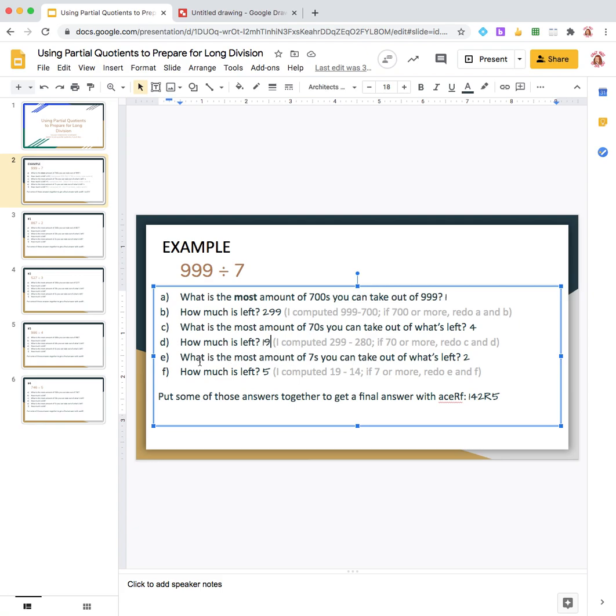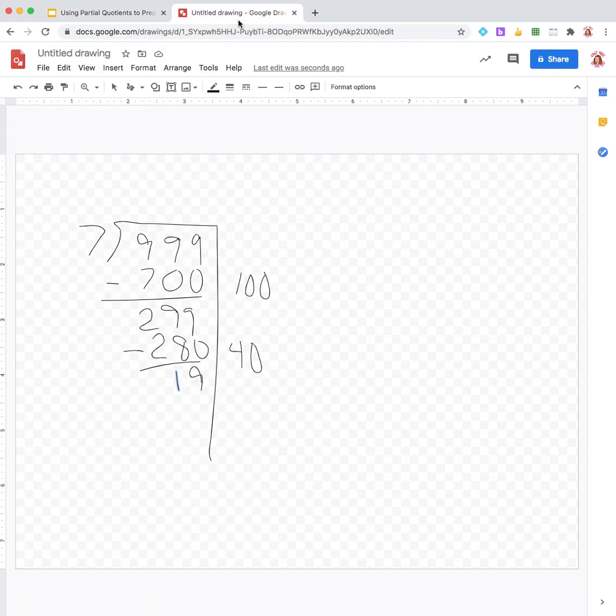So now I am on basically how many individual sets of 7. What is the most amount of 7s I can take out? So hopefully here when you have 19 left, you say, okay, I can take out 2 sets of 7 because I can take out 14. And I can subtract that, and I would get 5 left. And 5 is less than 7. That means I didn't take out not enough.